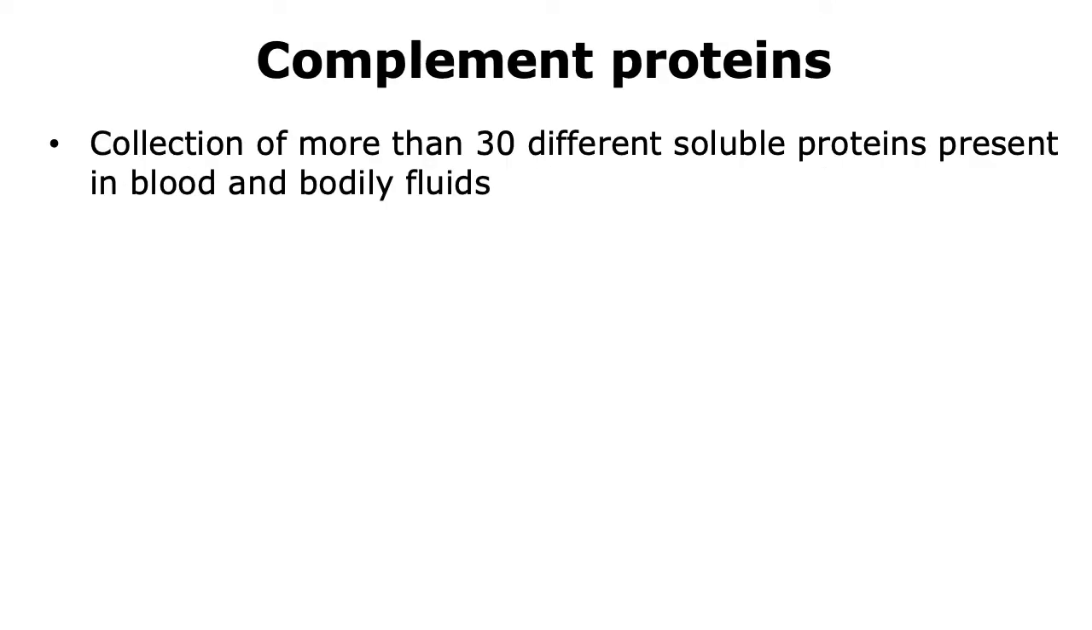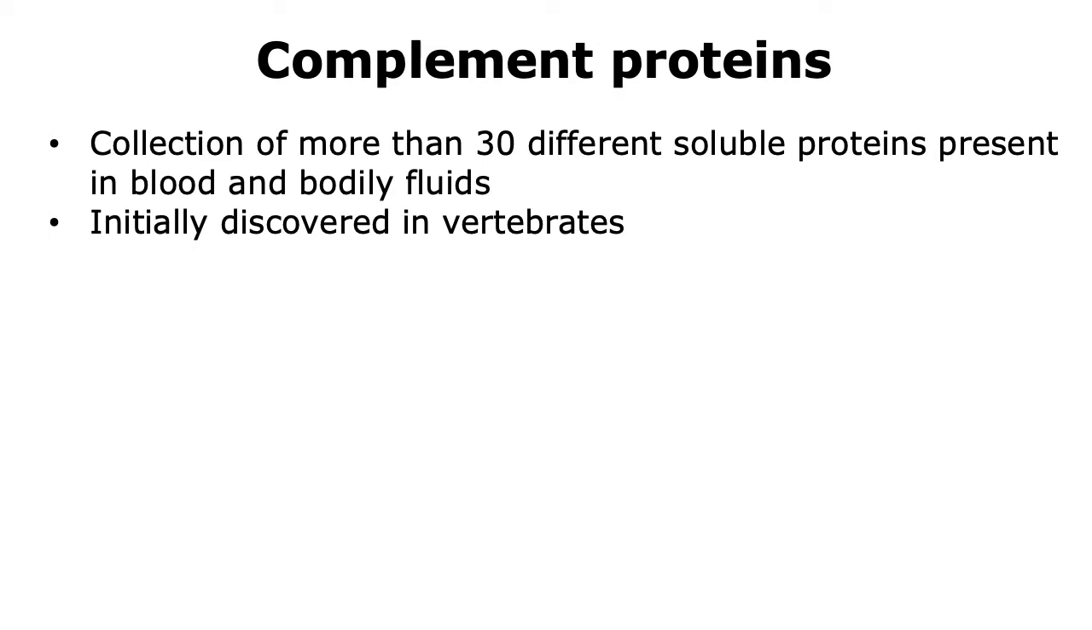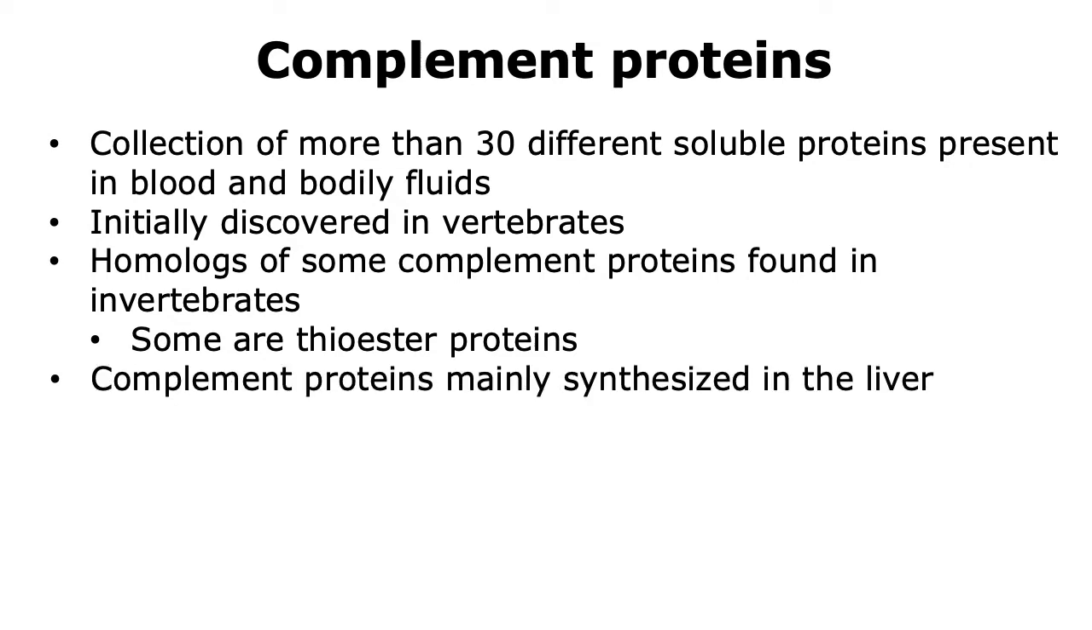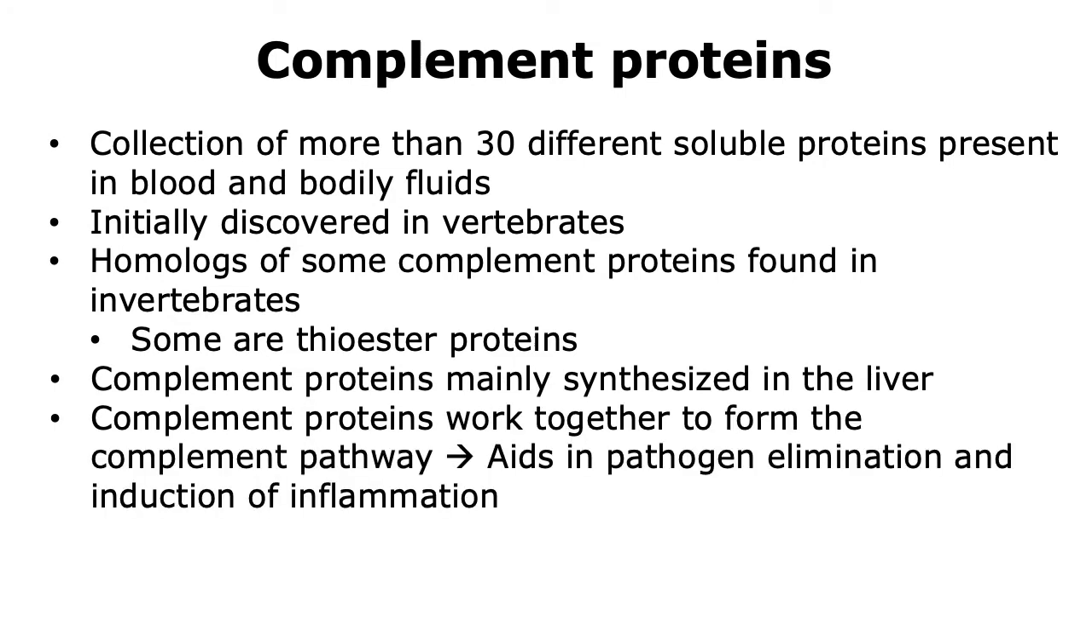The complement proteins are a collection of more than 30 different soluble proteins that are present in blood as well as bodily fluids. They were initially discovered in vertebrates. However, now we know that homologs of some complement proteins are also found in invertebrate organisms. A lot of complement proteins are thioester proteins, and in vertebrates, the complement proteins are mainly synthesized in the liver. The complement proteins work together and form a cascade that is called the complement pathway. The complement pathway aids in pathogen elimination as well as induction of inflammation.